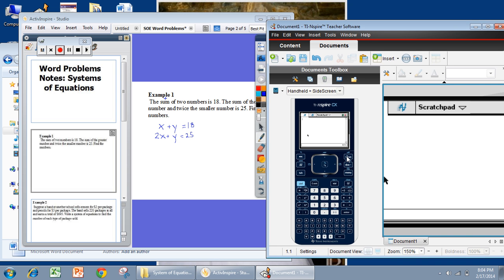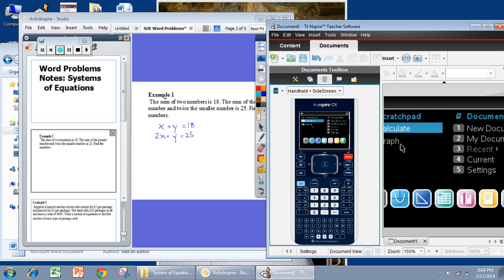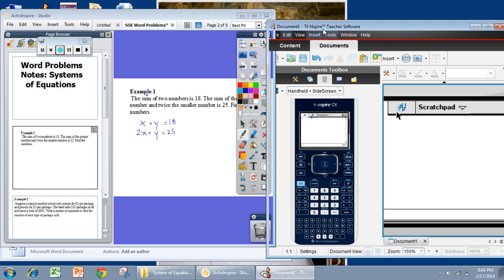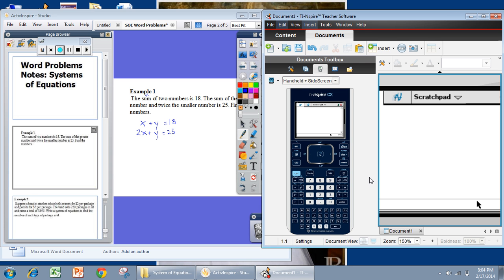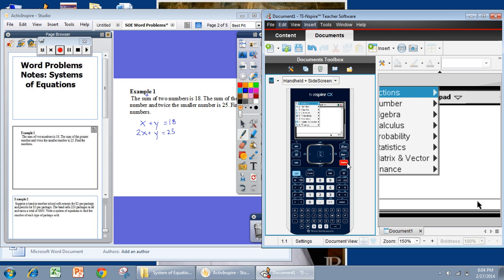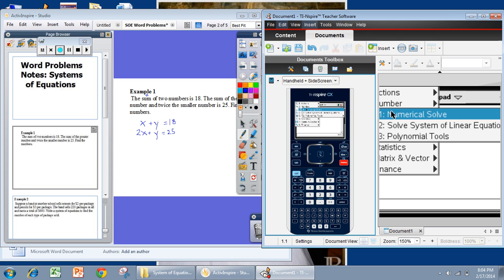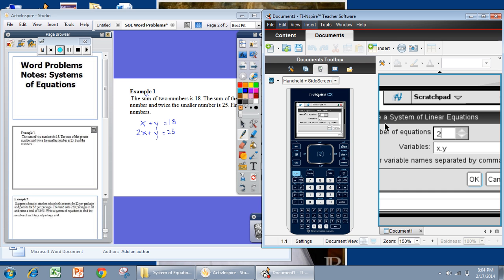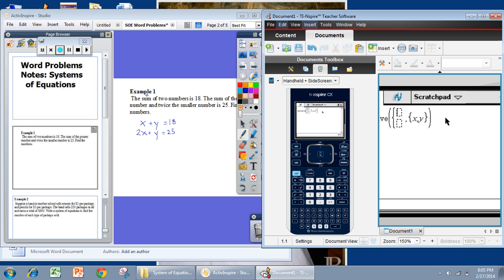All right, go ahead and hit your home button and click on A for calculate. And so what we're going to do is, when you go to the restaurant, what do you look at? The menu. And then you're in what class? Algebra. So go ahead and click on algebra, and you're going to click on the second option, which says solve system of linear equations. It's pretty self-explanatory. How many equations do we have? 2. And our variables are x and y. Good to go.